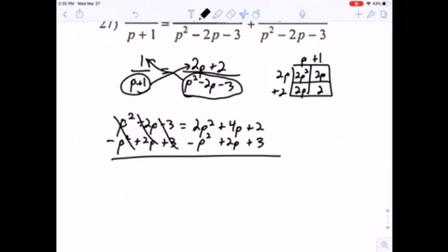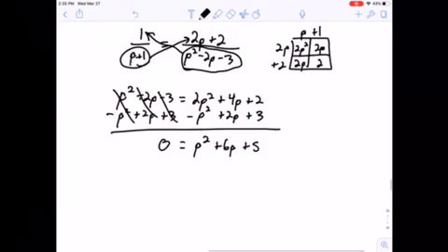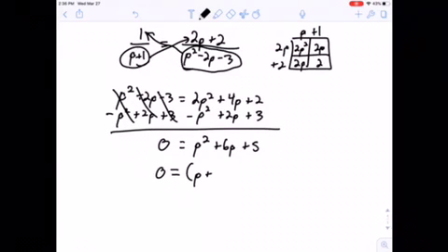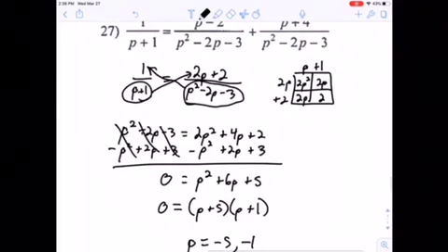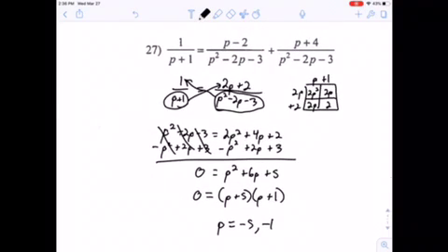What happens is everything over here cancels out, gives you 0. Here you get p squared plus 6p plus 5. Go ahead and factor this, and you get 0 equals (p plus 5)(p plus 1), which means p equals negative 5, negative 1. Now, if you look back at our original problem, if you put a negative 1 in for p right there, we'll get 0 for a denominator. That cannot happen. So our answer is just p equals negative 5.